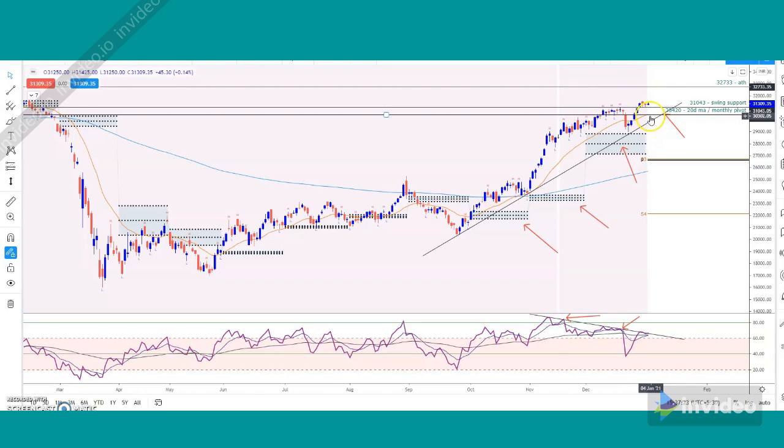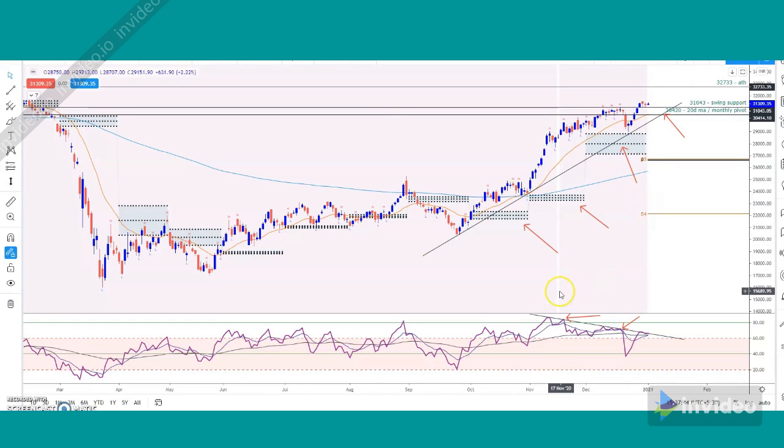And you have another key level in the form of monthly pivot and also 20-day moving average, which is nothing but the 30,400 to 30,500 zone. So in general, the broader context appears bullish.